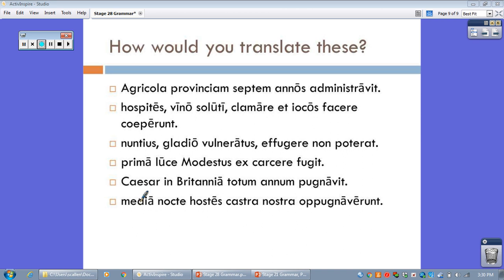And then finally, media nocte, hostes castra nostra opugnaverunt. Media nocte, ablative words, nox, noctis means night, so ablative of time when. When did this happen? Well, in the middle of the night, the enemies attacked our camps.